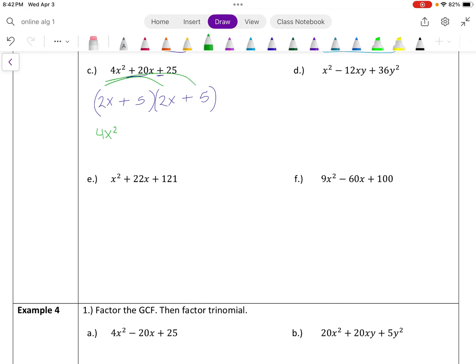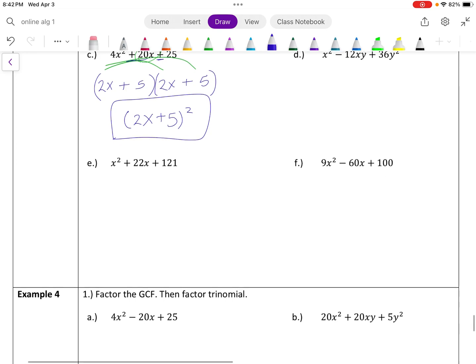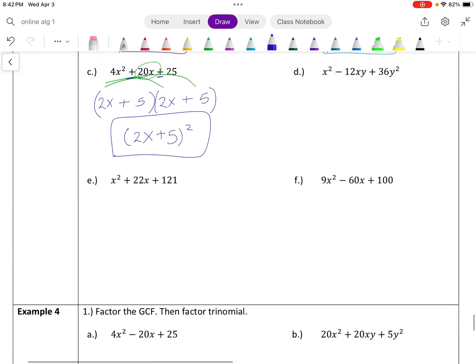2x times 2x, there's my 4x squared. 2x times 5 is 10x. 5 times 2x is 10x. 5 times 5 is 25. 10x plus 10x, there's my 20x. That's exactly what we wanted. So this was, in fact, a perfect square trinomial, which means our answer is 2x plus 5 times 2x plus 5, which we can really write as 2x plus 5 to the second power. Okay, let's pick one more of these.